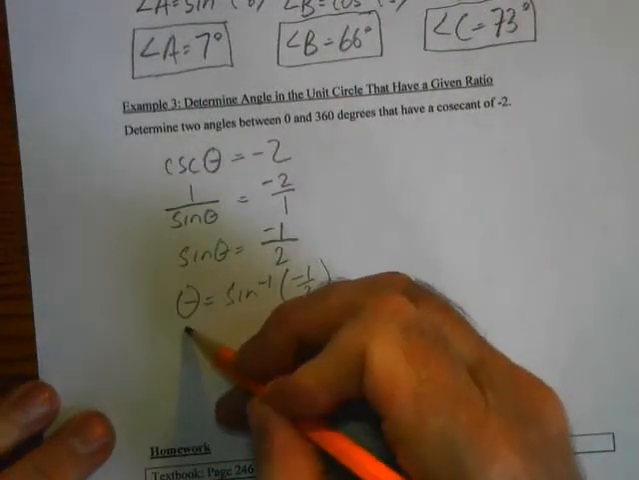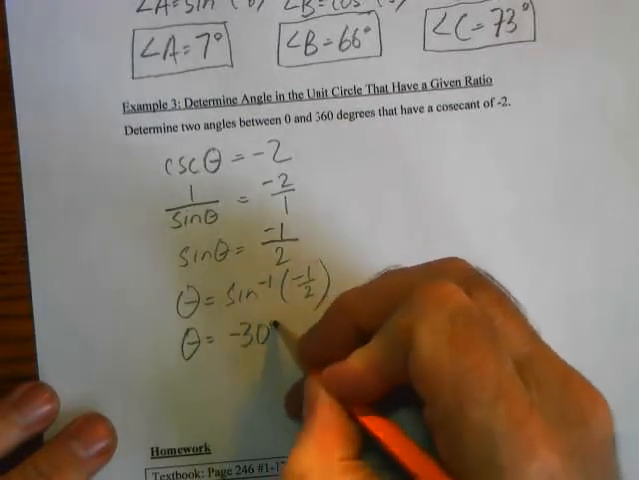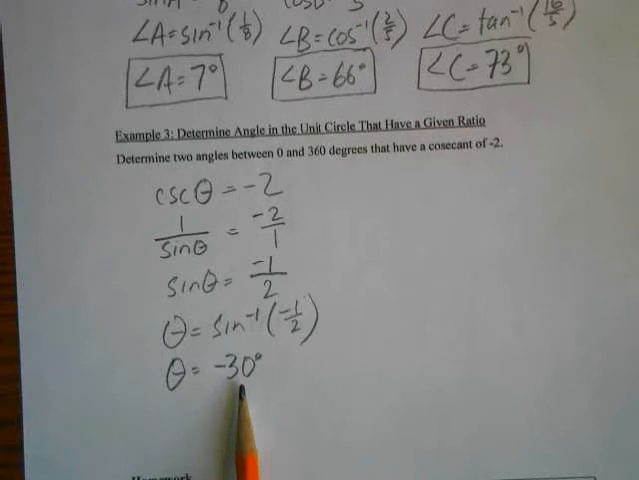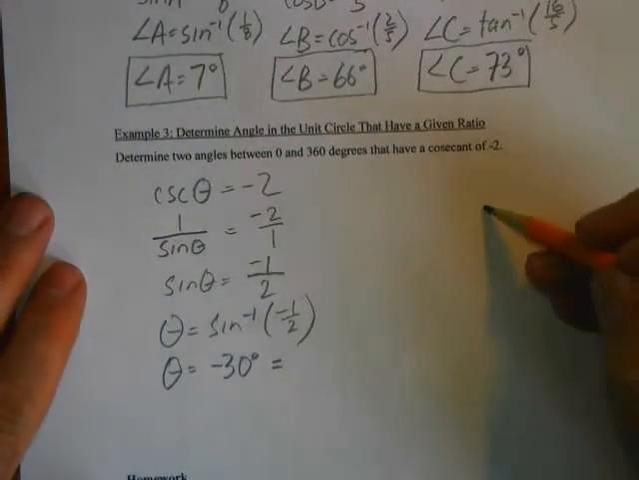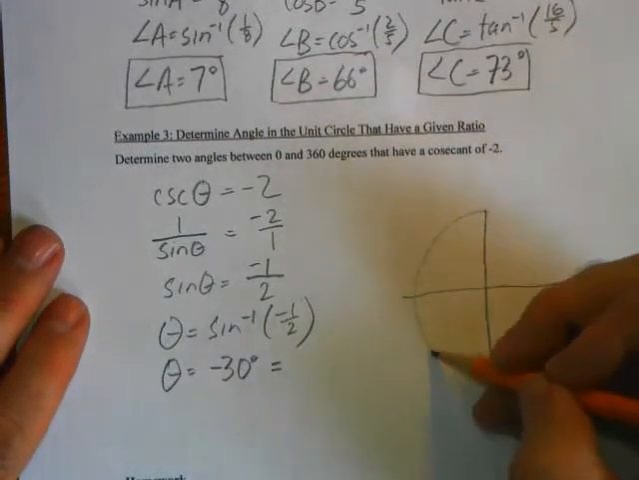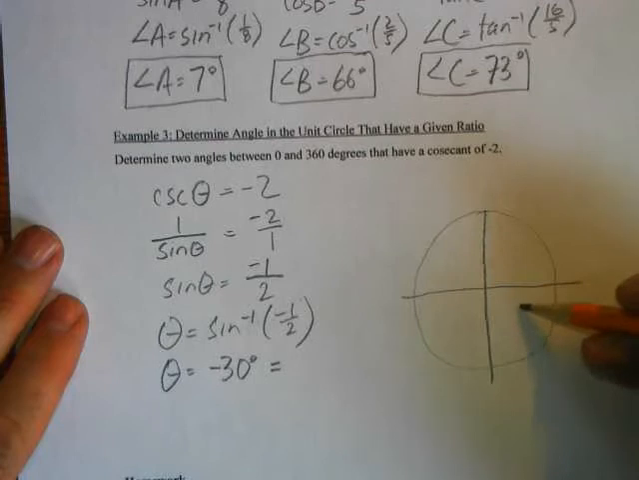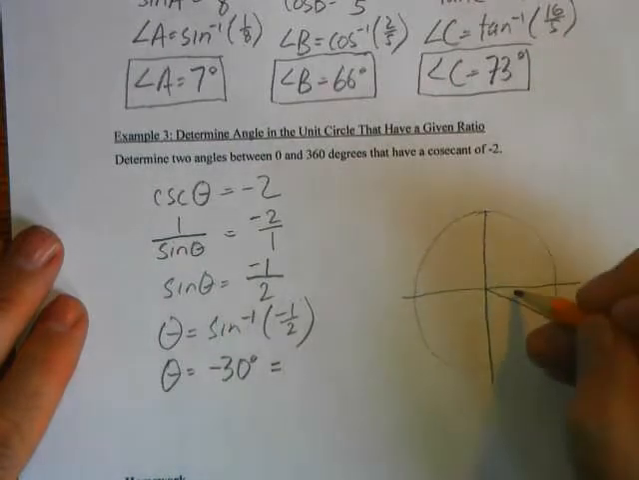When I do this on the calculator, I get theta equals -30 degrees, which is unfortunate because it's asking me for angles between 0 and 360, which this isn't. But we just did a lesson on coterminal angles. So let's just see what that looks like. If I put this on my XY grid with my circle, -30 degrees is going clockwise 30 degrees. So -30 degrees is right there.